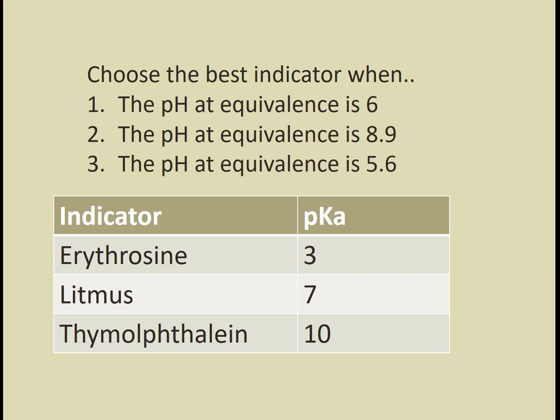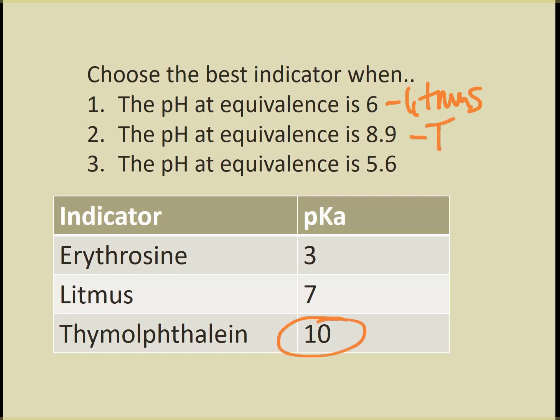So let's go through this. Choose the best indicator when the pH at equivalence is 6. So again, you want to be within 1. On this one, I would use litmus. That one seems to be the closest. And the pH at equivalence is 8.9. So I would use, it's pretty close to 9, so I'd probably use this one, okay?